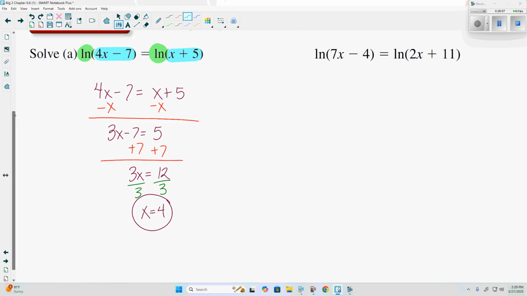Since the logarithms are the same, what's inside them has to be the same as well. Now we could check this and make sure that this works. We'd say that the natural log of 4 times 4 minus 7 is equal to the natural log of 4 plus 5. So on the left-hand side, our 4 times 4 would be 16. Natural log of 16 minus 7 would be the natural log of 9. On the right-hand side, 4 plus 5 is 9. The natural log of 9 is indeed equal to the natural log of 9, so this works.